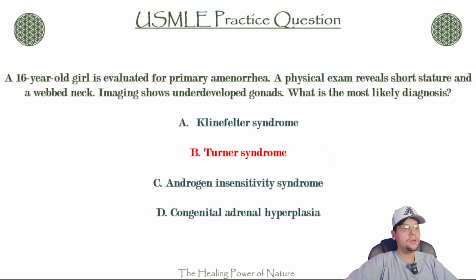All right, if you chose B, you were correct. So why not A? Klinefelter syndrome presents in males and is associated with gynecomastia and testicular atrophy. Why not C? Androgen insensitivity syndrome occurs in XY individuals and includes female external genitalia with undescended testes. Why not D? Congenital adrenal hyperplasia involves ambiguous genitalia and virilization, not streak ovaries.